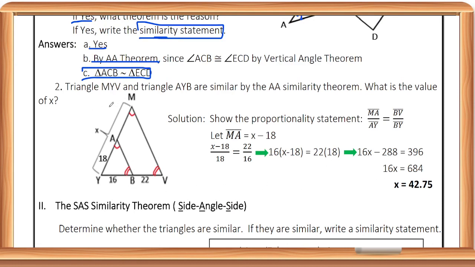Ito, itong buong to. Triangle MYV and triangle AYB are similar. Okay. Since they are similar by the AA similarity theorem, bakit AA? Ito are congruent to this. Why? Because we have here two parallel, at katulad ng ginawa ng basic proportionality theorem, no? Sa basic proportionality theorem, this one is parallel to the third side, no? Therefore, we have here two similar triangles.